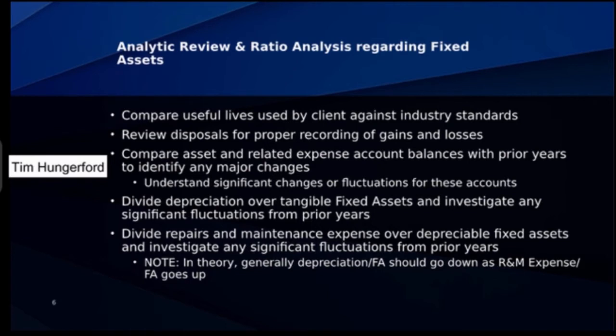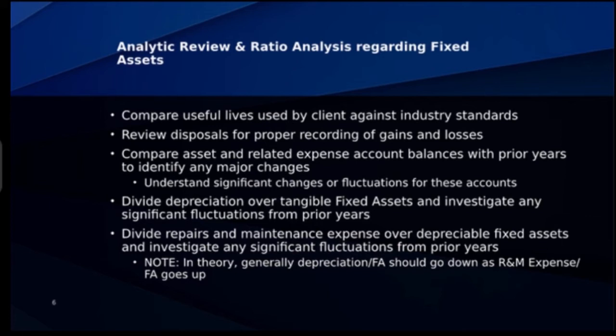Some of the analytical review or planning ratio analysis you might do is you'll compare the useful lives used by the client against industry standards. You've got that policy in line, you'll see what they're using. Does it make sense? You can review disposals for proper recording of gains and losses. You can compare asset and related expense account balances with prior years to identify any major changes.